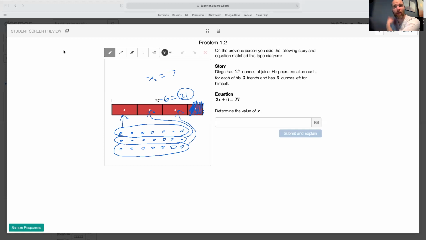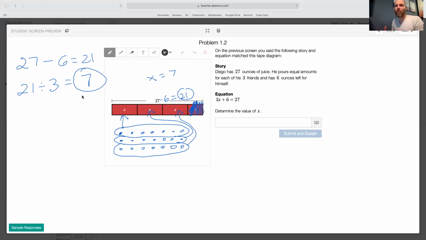Okay, another way people might solve this question is sort of the same as we just did here, but more mathematically using calculations. They might go, okay, he originally had 27 ounces of juice, but he poured 6 for himself. So that's 27 minus 6 equals 21. And then I know that 21 got split between the other 3 people that were there, his friends. So let me do 21 divided by 3, and I get 7. Boom, there's my answer.